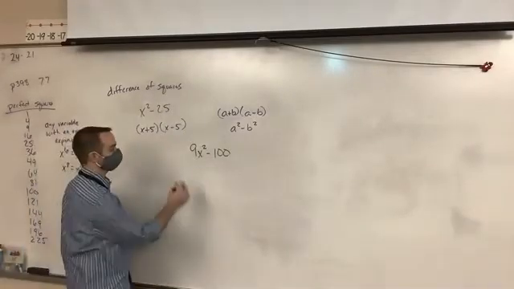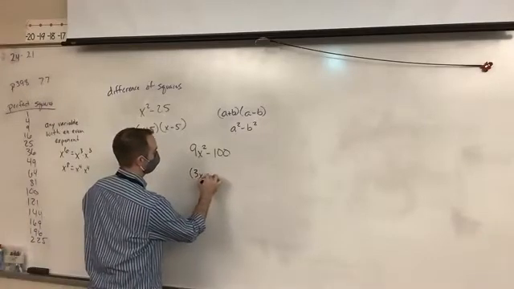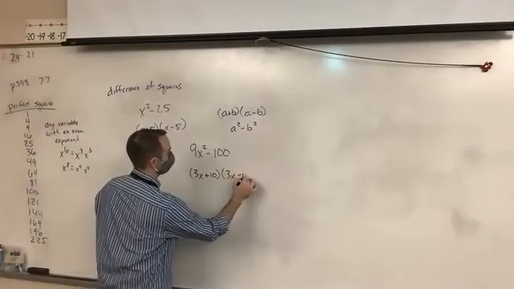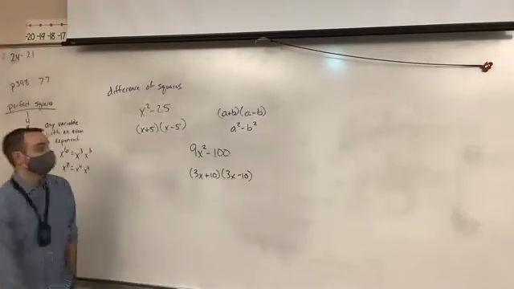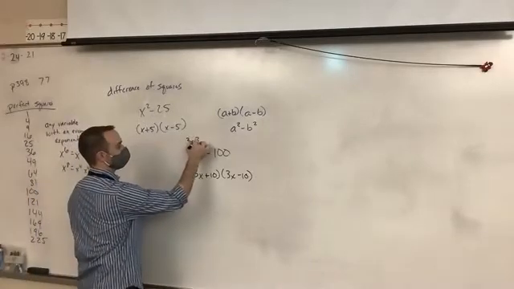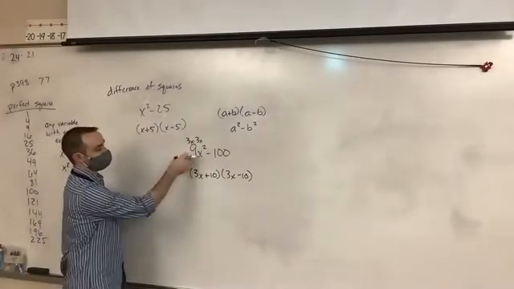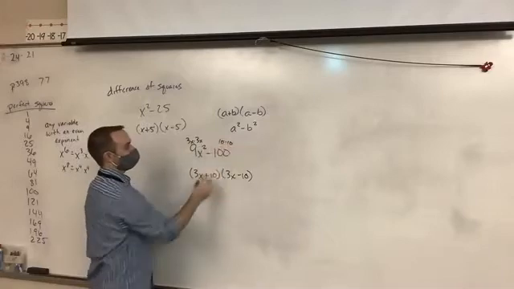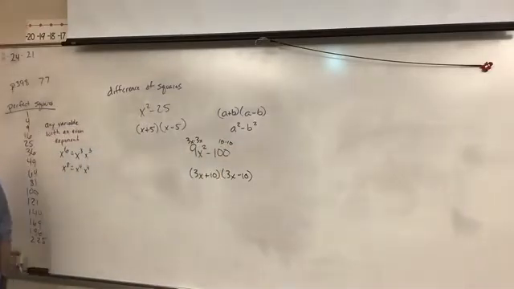I got 3x plus 10 and 3x minus 10. There you go. 3x plus 10, 3x minus 10. Because 9x squared is just 3x times 3x. You're looking at what times itself is going to give you that. This is 10 times 10. So 3x plus 10, 3x minus 10. If the number before the variable isn't a perfect square, then you can't do it. Yep, it's gotta be a perfect square.